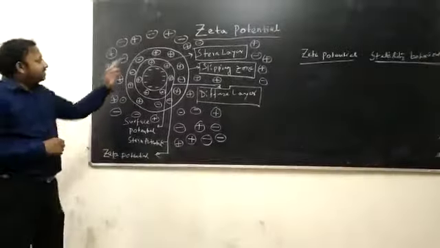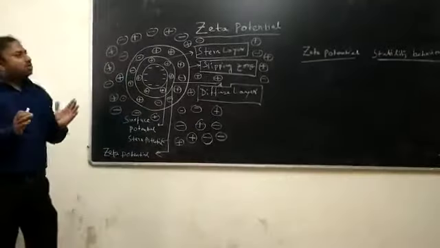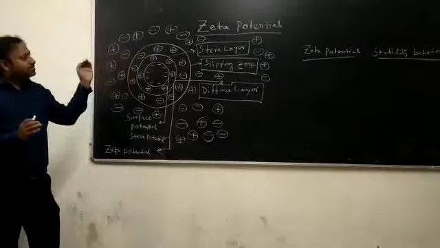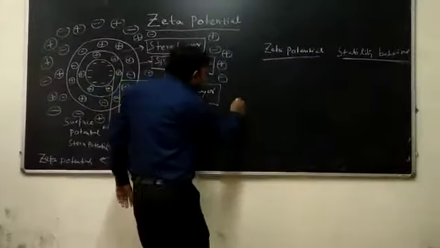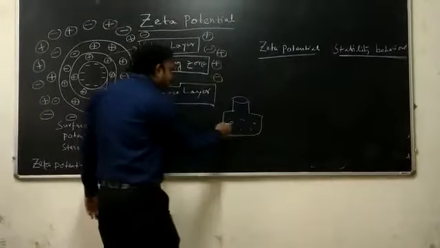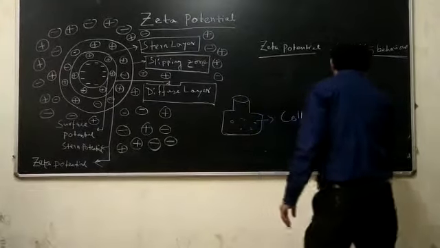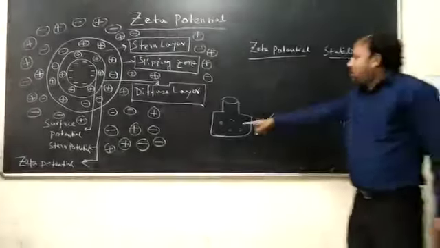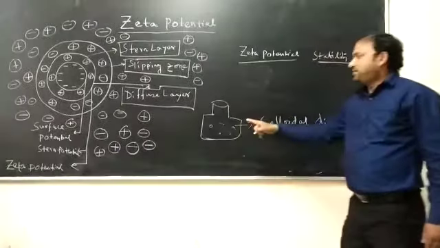Zeta potential is very important for a colloidal dispersion, or any dispersion, because it indicates whether the colloidal dispersion is stable or not. So here, if I take a colloidal dispersion, there are numerous particles in the colloidal dispersion and they are moving in the dispersion phase.